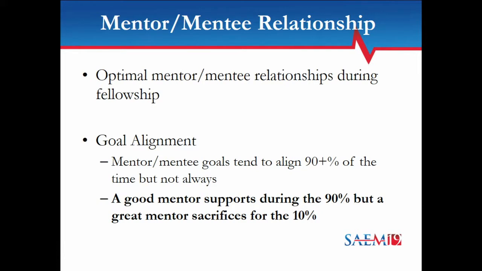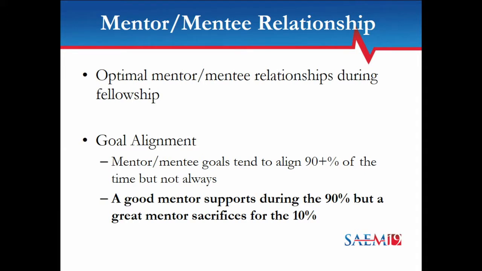And I think what makes a great mentor as compared to a good mentor is someone who recognizes this 10% does not line up, but says, I am going to sponsor and support my mentee and give them advice which might be contrary to my own interests, it might actually be detrimental to me. But that's okay, because that's what separates the good from the great in terms of mentors.